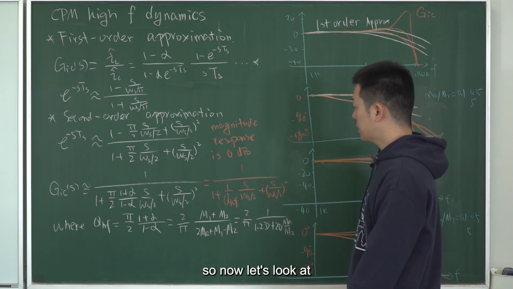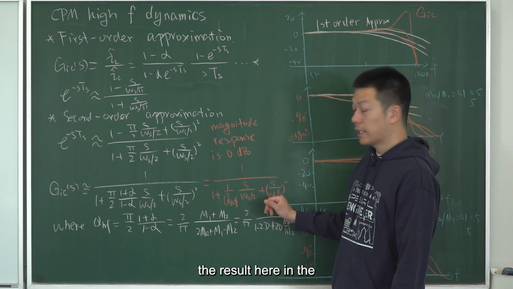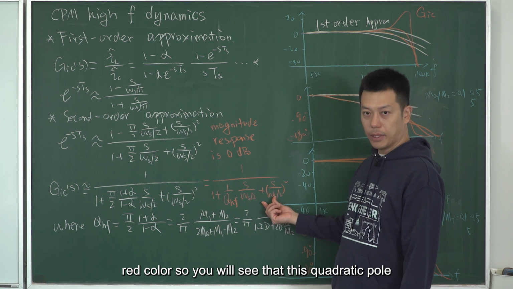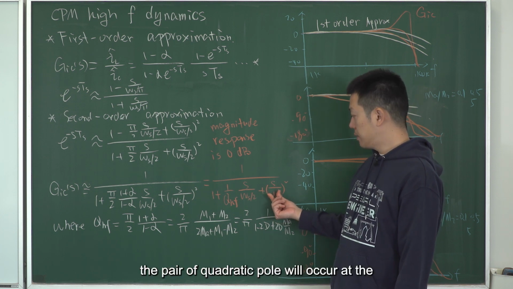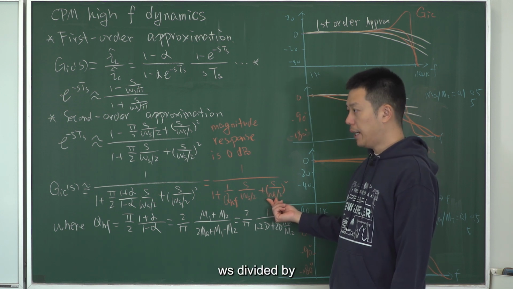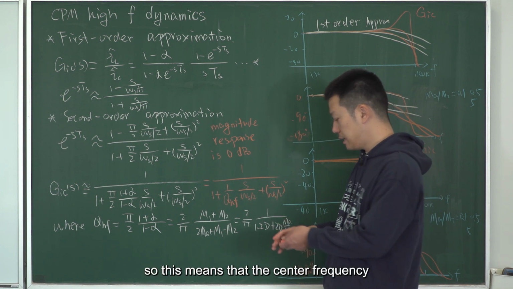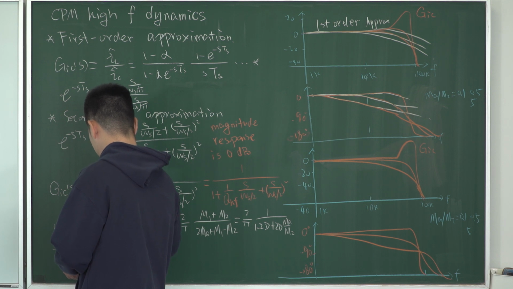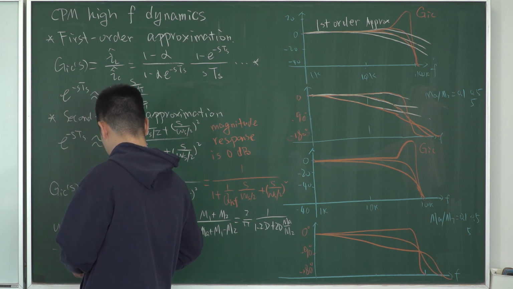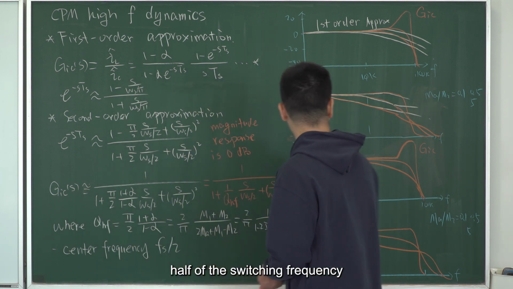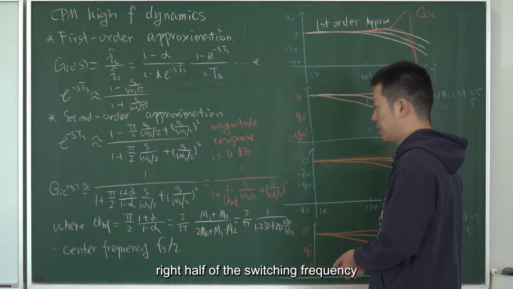So now let's look at the result here in the red color. You will see that the pair of quadratic poles will occur at omega_s divided by 2. This means that the center frequency occurs at half of the switching frequency.